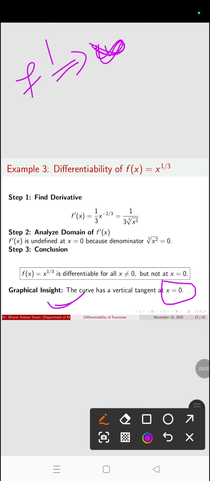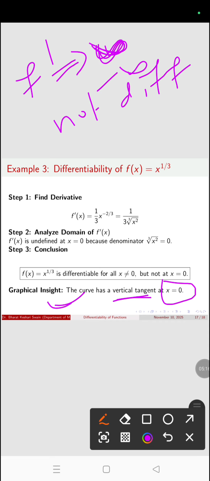Whenever we get such a result, infinity or minus infinity at any point, the curve has a vertical tangent. It is not differentiable, and graphically you can interpret it like this: a vertical tangent will exist at that point. Whenever you get infinity or minus infinity, you can say that a vertical tangent exists at that point.